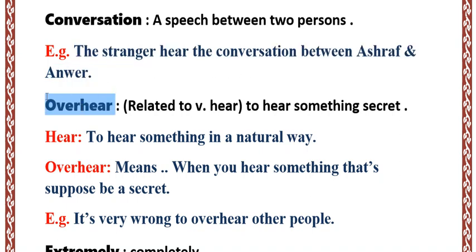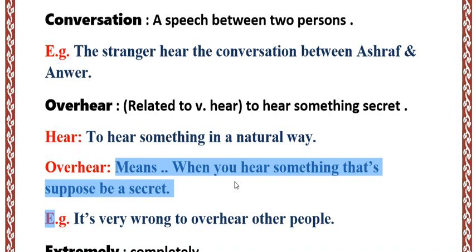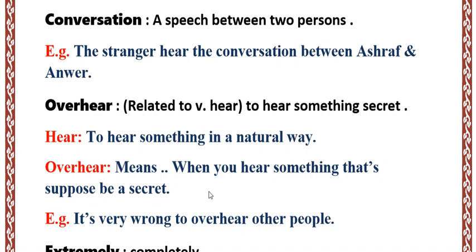Overhear is very near to the verb hear. It's very related to the verb hear. To hear something in a common or natural way. But overhear means when you hear something that is supposed to be a secret, and you caught it, you overheard it. Is it good to overhear other people? No, of course not, it's bad. It's very wrong to overhear other people. Who overheard the secret here between Ashraf and Anwar? The stranger overheard the secret. What was the secret? That Ashraf and Anwar found a loaf of bread.